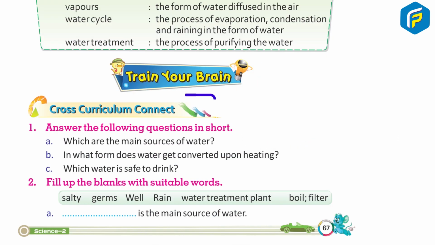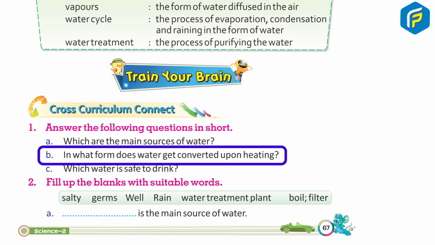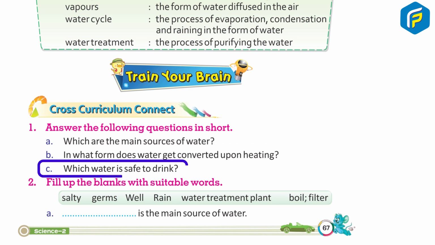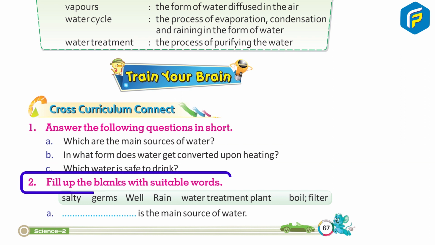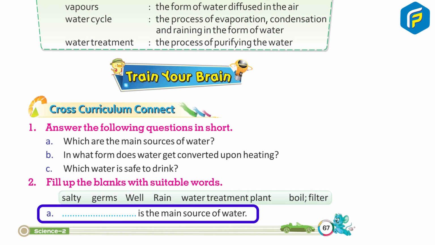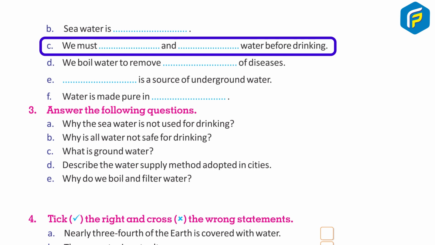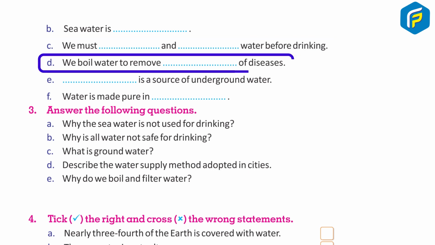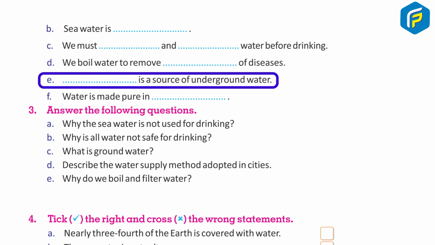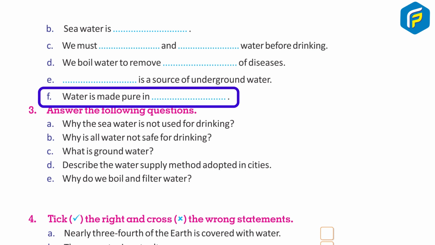Train your brain. Cross curriculum connect. 1. Answer the following questions in short. A. Which are the main sources of water? B. In what form does water get converted upon heating? C. Which water is safe to drink? 2. Fill in the blanks with a suitable word. A. Dash is the main source of water. B. Seawater is dash. C. We must dash in dash water before drinking. D. We boil water to remove dash of diseases. E. Dash is a source of underground water. F. Water is made pure in dash.